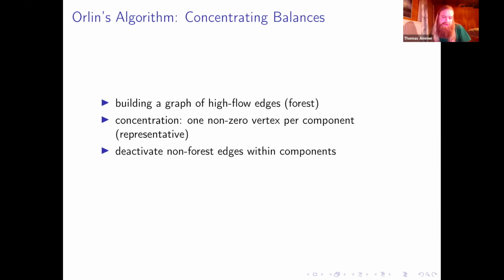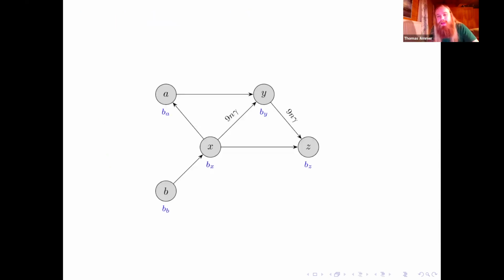So what we have to do is deactivate certain edges. Then they cannot be used in any subsequent iteration, and the flow along those edges will be frozen. Okay, so here in this network, we send 9 and gamma units of flow from X to Y to Z. For the algorithm, that would be a comparably high amount of flow. So an edge needs to be added to the forest, and for example, it could be this edge pointing from Y to Z.